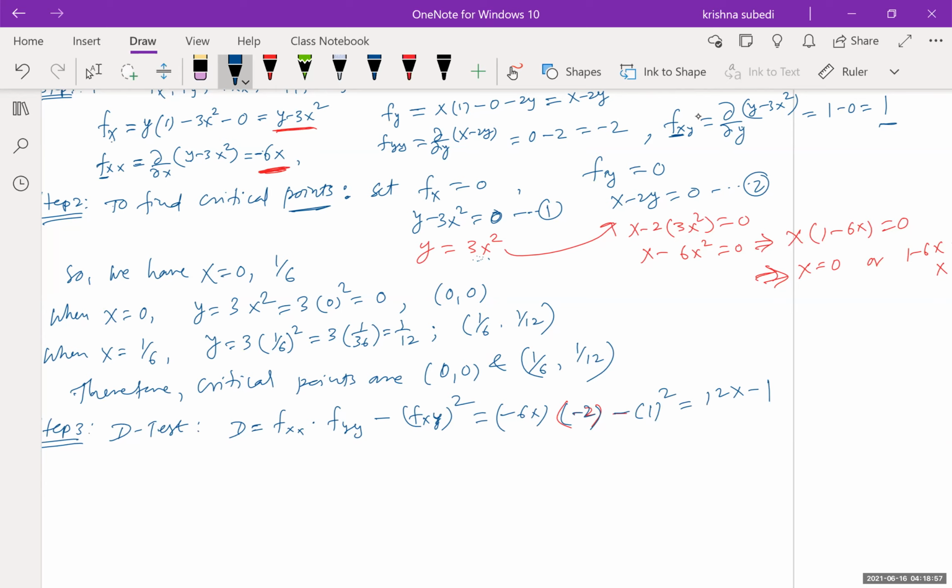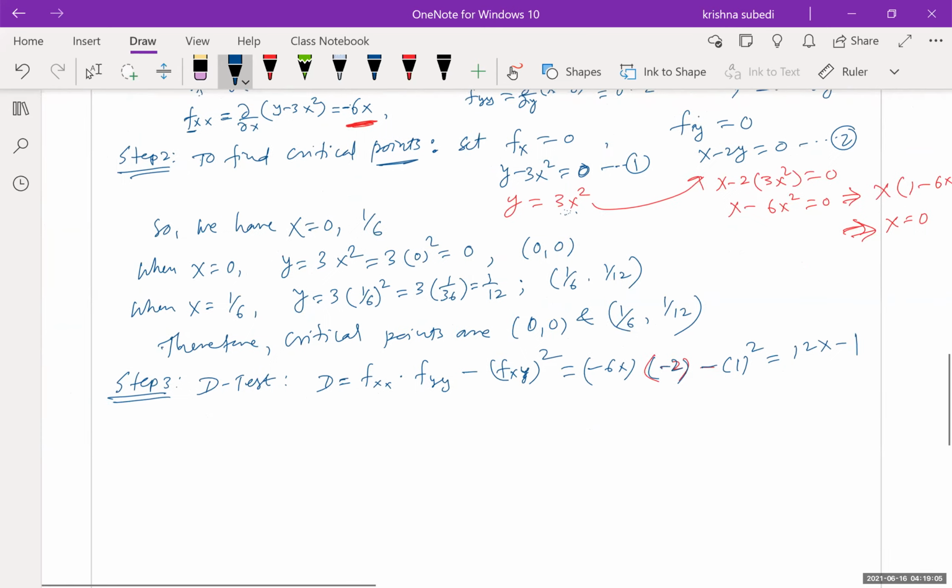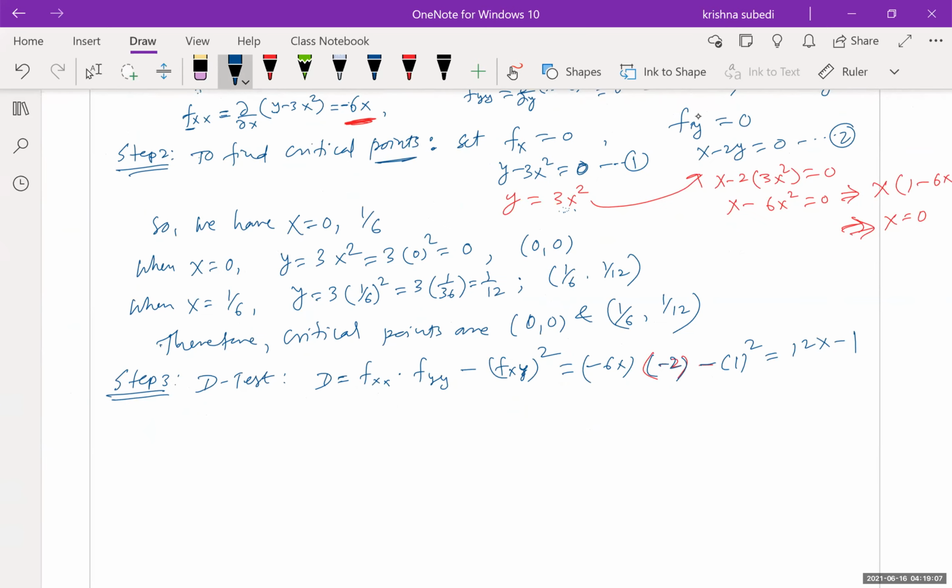Right? Okay, we got positive 12x minus 1. That is our D. Now we need to test this D for both of the points. So now for critical point (0, 0), your D equals 12 times x, which is 0, minus 1, which is negative 1, which is negative.